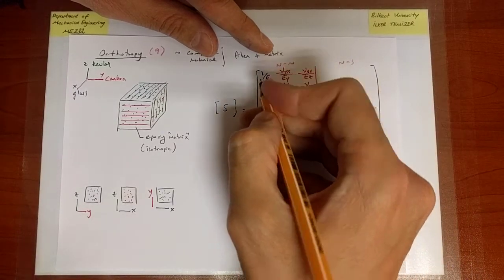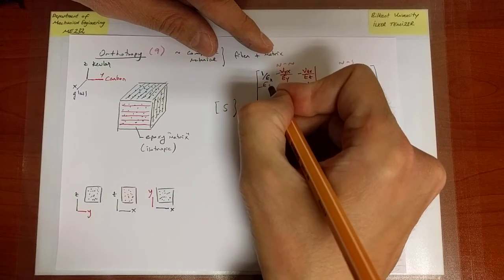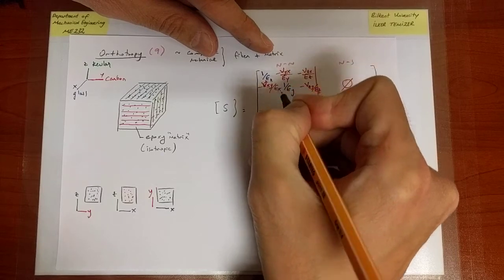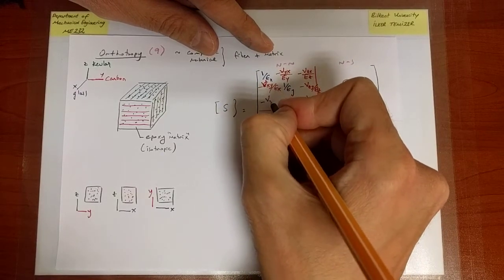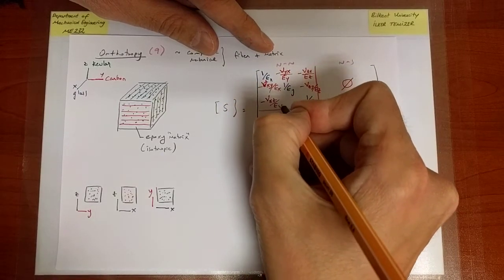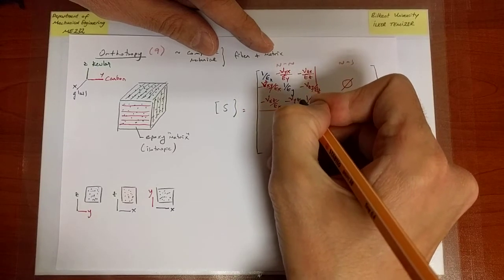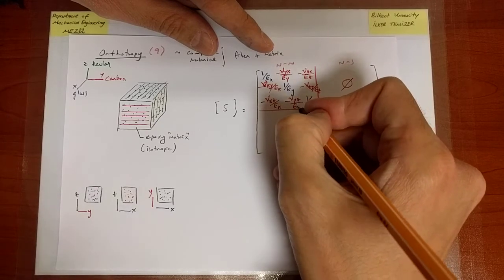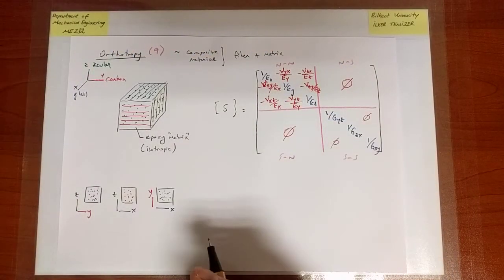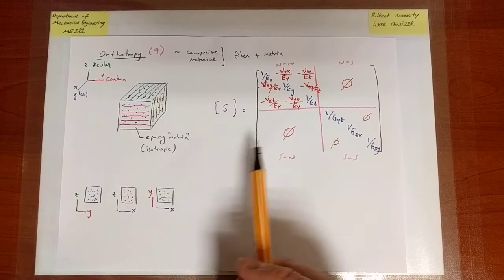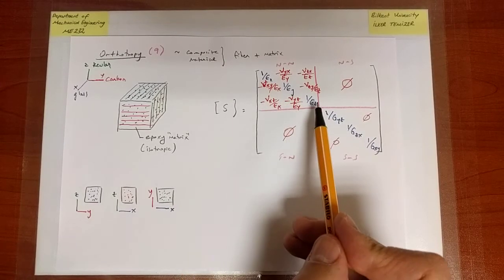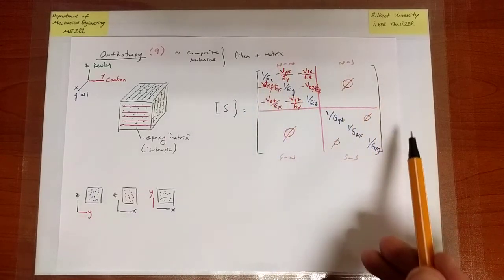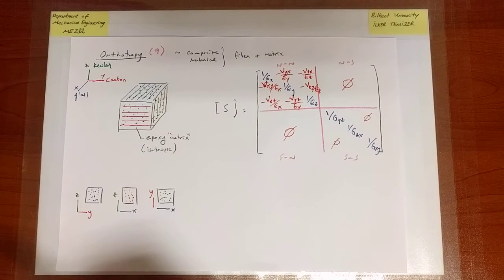And this one here, it's minus nu XY divided by EX. And finally, minus nu XZ divided by EX. Minus nu YZ divided by EY. Okay. Good. So I told you why I expect different constants to appear, and I've given you the general form of the compliance matrix.